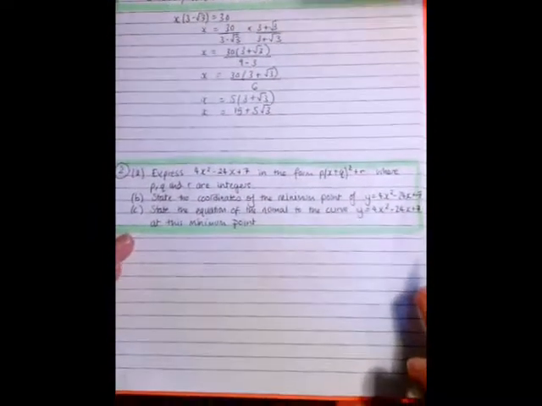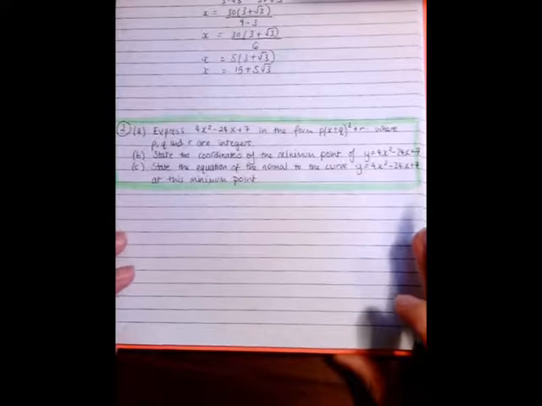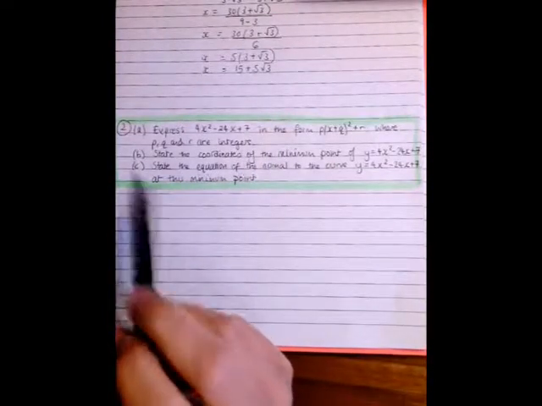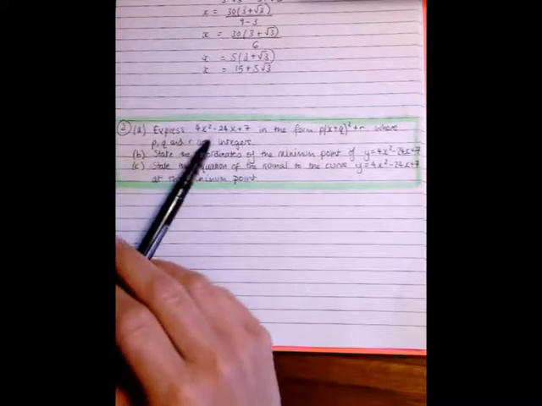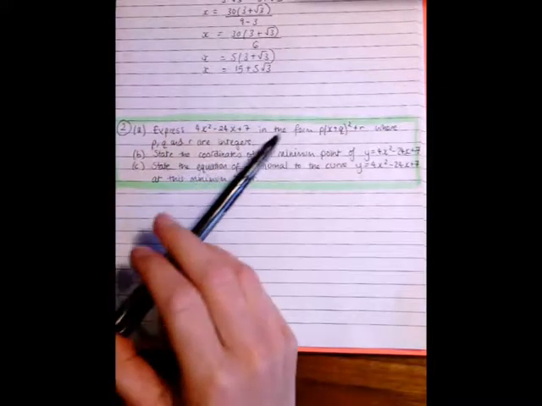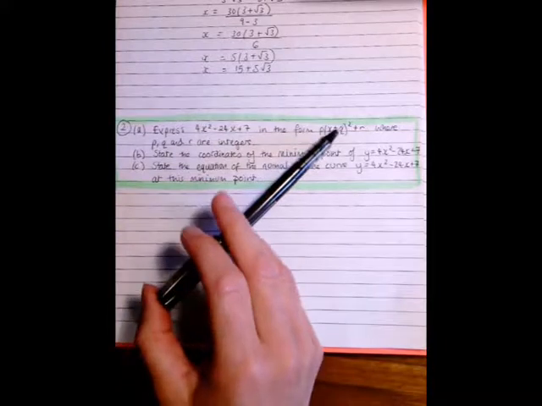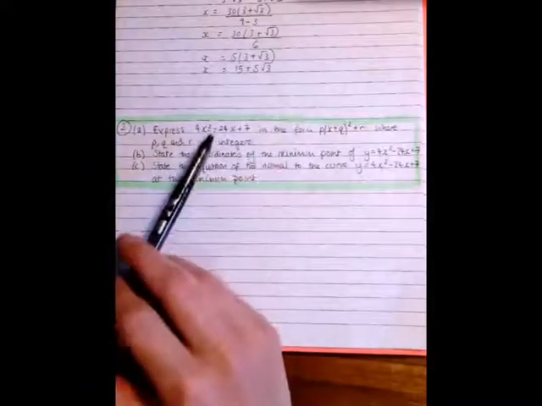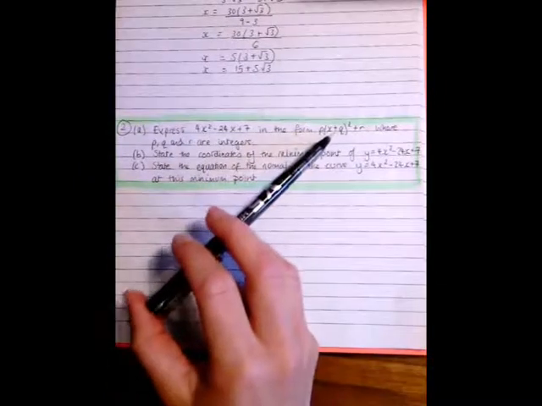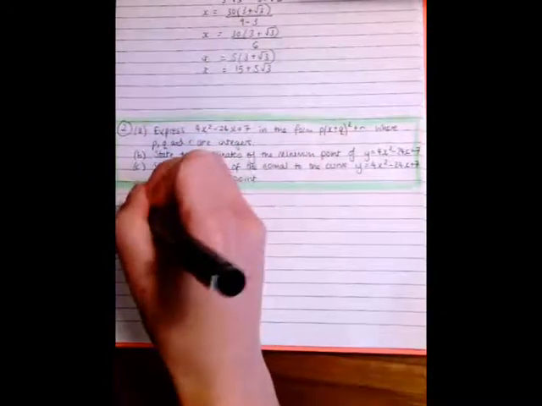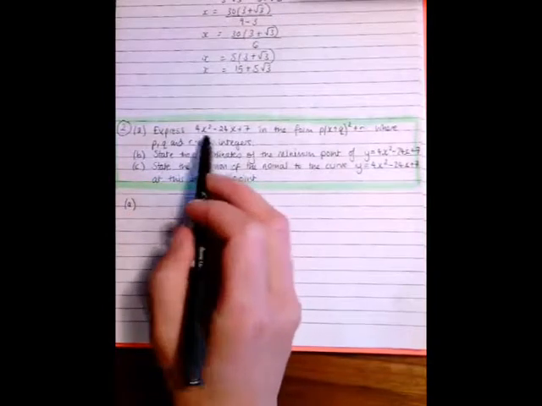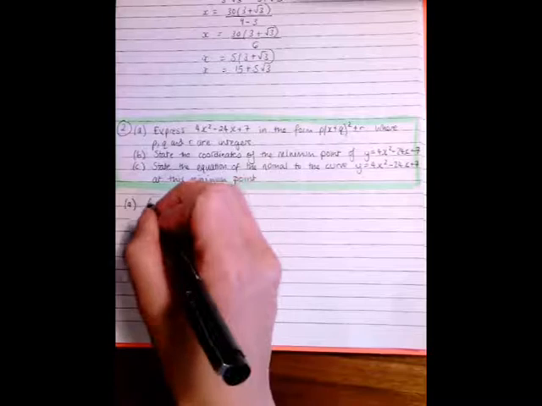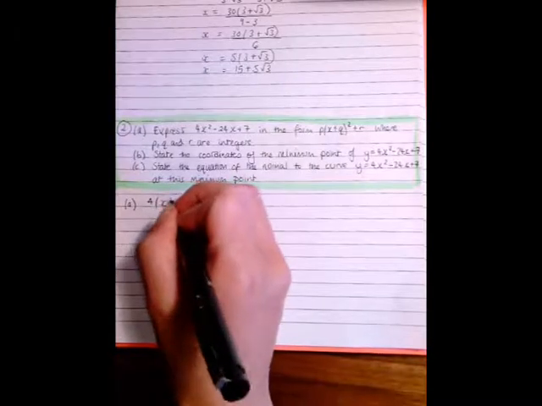Okay, question 2. This is more about completing the square question to start off with. So it says express 4x squared take away 24x add 7 in the form p bracket x plus q squared add r, where p, q and r are integers. So if you ever get asked to express something in this form, it wants you to complete the square. Now you can see here that we've actually got a coefficient in front of x squared, the 4. So what I'm going to do first of all is I'm just going to factorise out that 4.